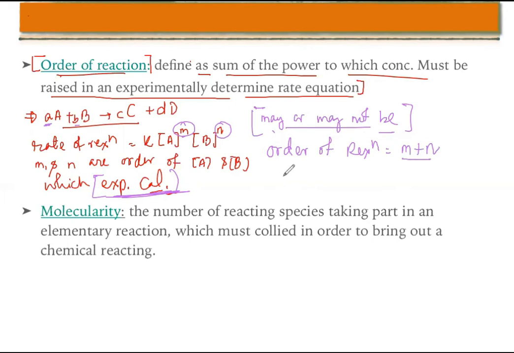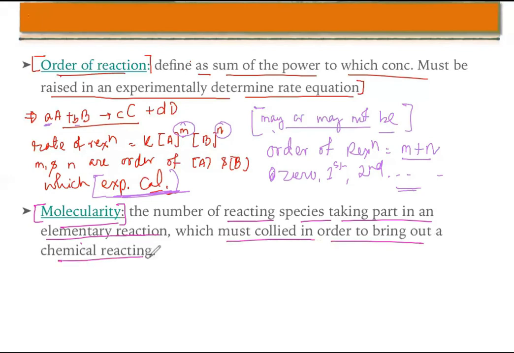Now that order can be zero order or first order or second order or so on. Now let us talk about the molecularity. So the number of reacting species taking part in the elementary reaction, which must collide in order to bring out the chemical reaction. See, what is the meaning?